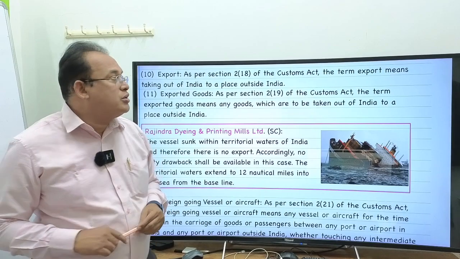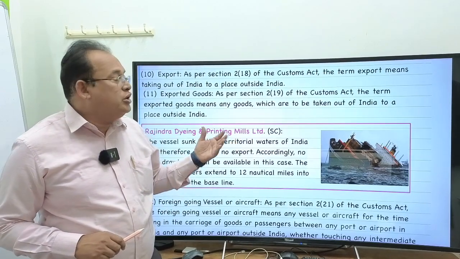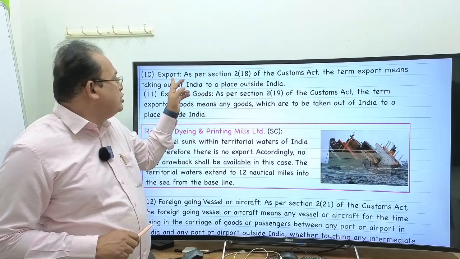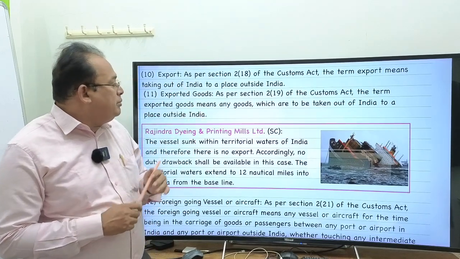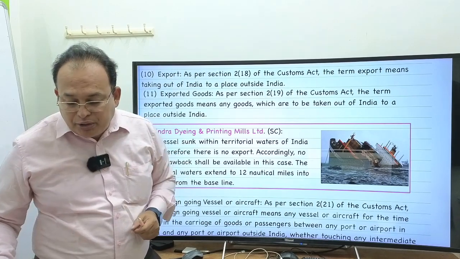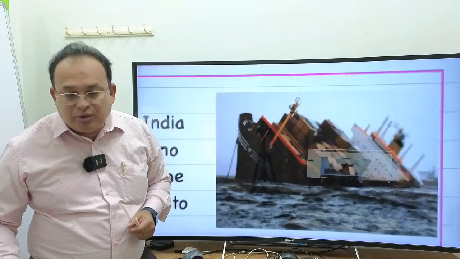Further, my dear friends, exported goods. Goods going outside India, taken out of India to a place outside India. Exported goods, followed by a particular case law. What do you mean by exported goods? In the given case, what happened?